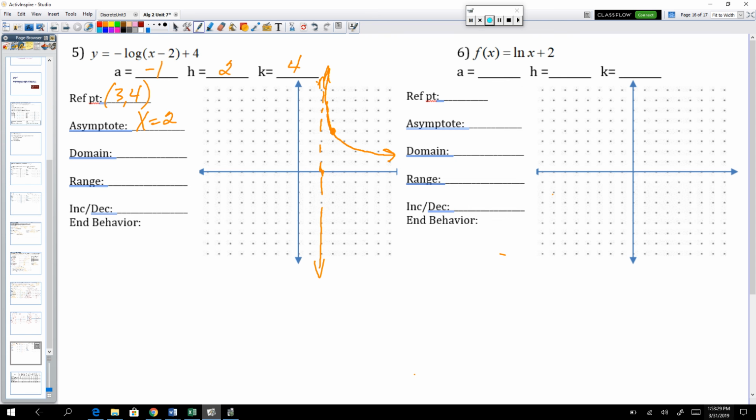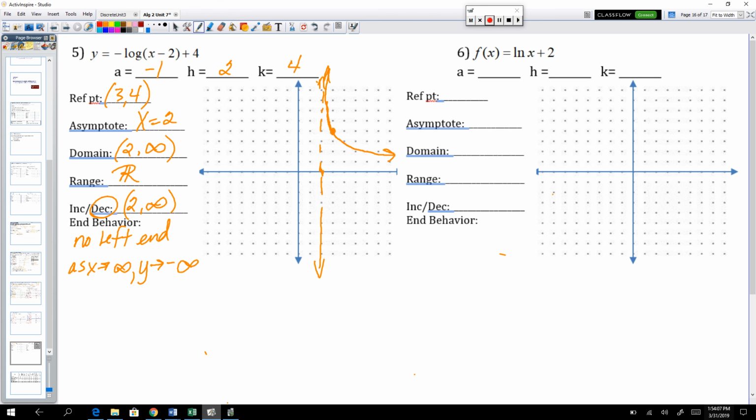But this domain, now once again, our domain is from 2 to infinity. That really doesn't have a huge impact with the negatization. The range of this is still all real numbers, which is true of all log graphs. But now we are decreasing from 2 to infinity. There is no left-end behavior because it doesn't go to negative infinity. It just continues to approach that 2. And then as x goes to positive infinity, y is going to go down eventually to negative infinity this time.